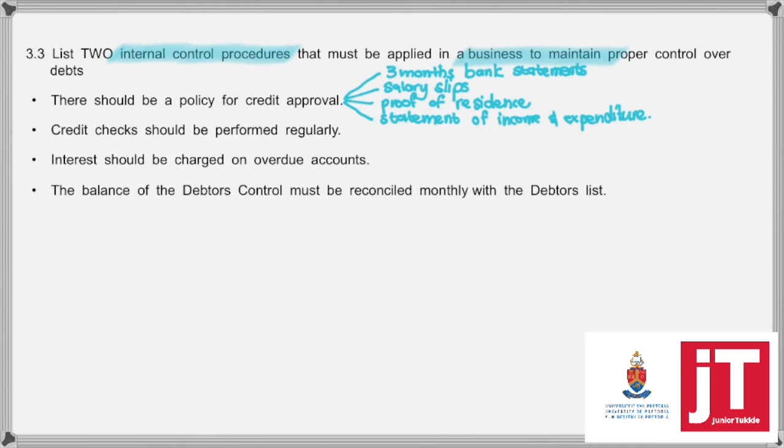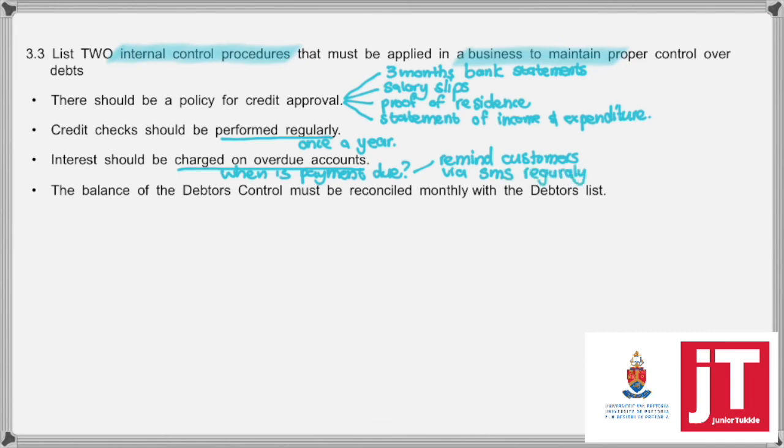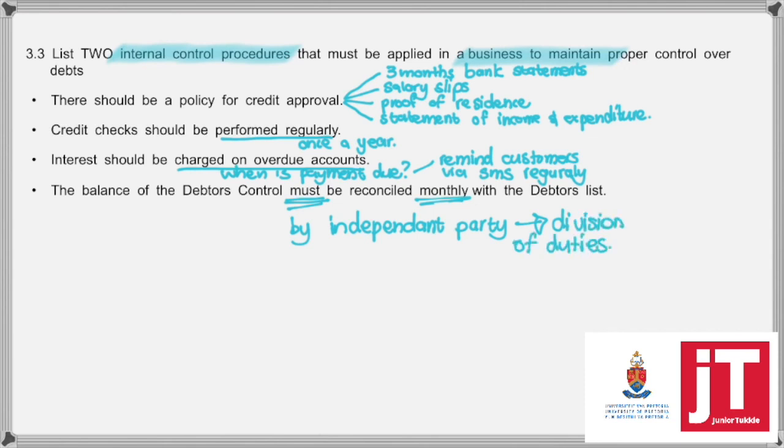Then credit checks should be performed regularly. So once a year, every 6 months, recheck your debtors' credit scores and make sure that they can still afford their debt. Then a deterrent is that interest should be charged on an overdue account. So when the payments are due, please remind your customers via SMS regularly, so to avoid actually overcharging them. And you can even make, instead of charging them interest, give them an incentive and give them discount for early payment.